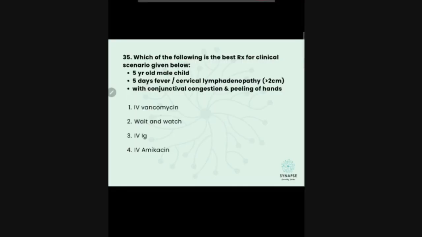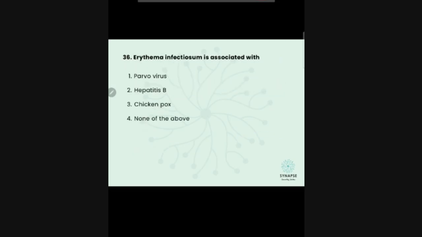Here, see, they have given IV vancomycin, wait and watch, IVIG, IV amikacin. It is IVIG. Vancomycin is normally for toxic shock syndrome, shock, where you are thinking of staphylococcal toxic shock syndrome. If they give a picture like that, you think of vancomycin. Next, erythema infectiosum, slapped cheek appearance, fifth disease. All this is nothing but associated with parvoviral infection.